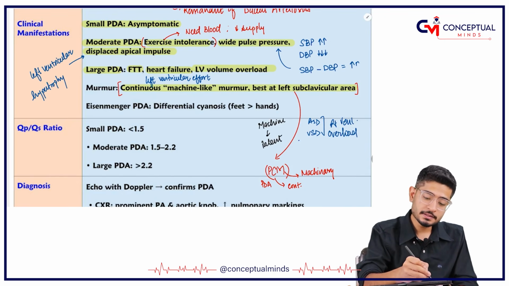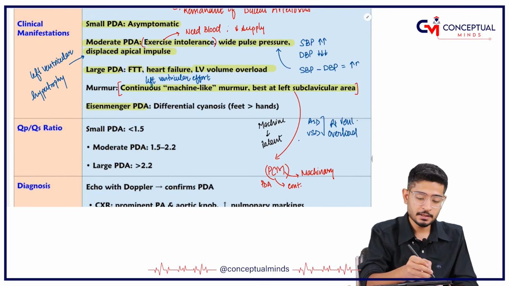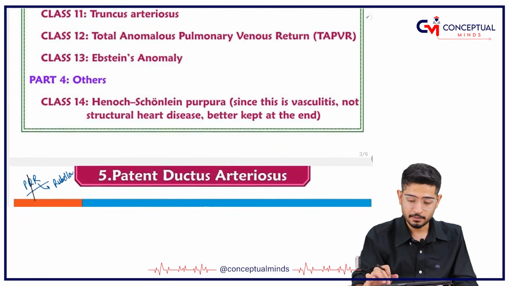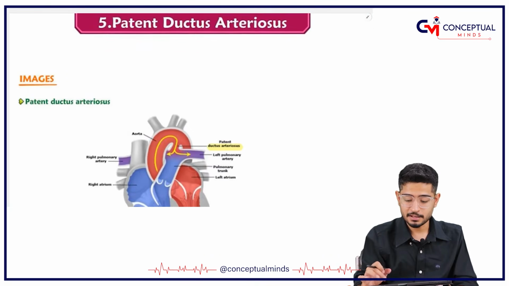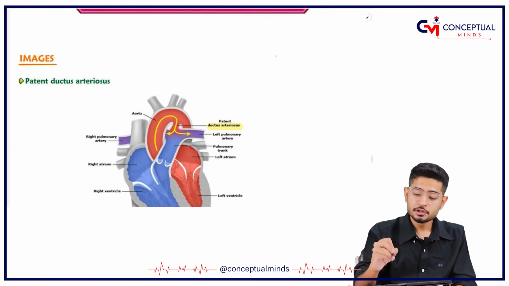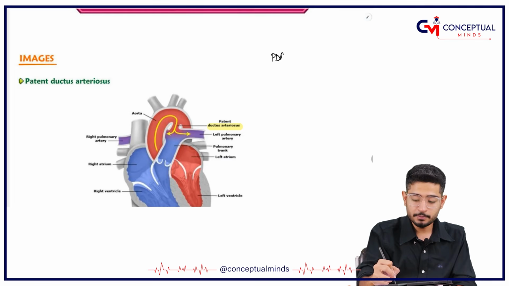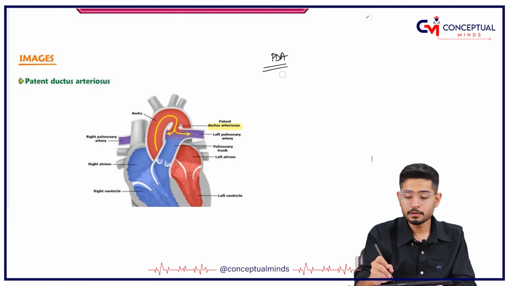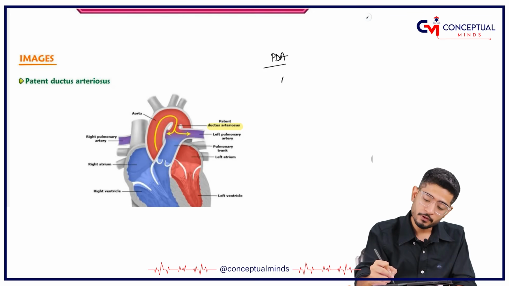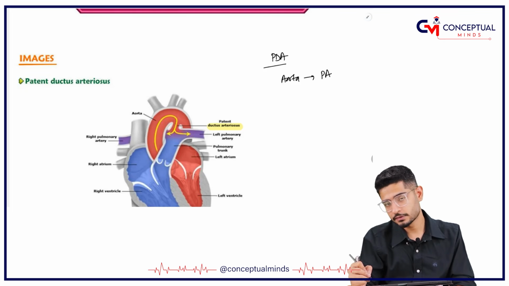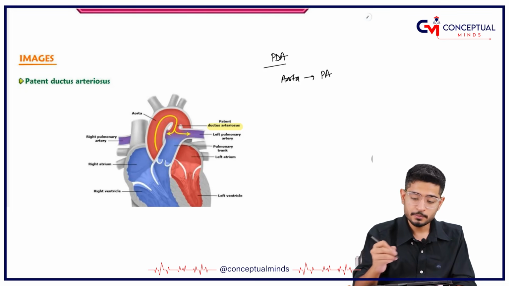That's it. What is Eisenmengerization of PDA? Now let us understand this, it is a very important concept. What do you mean by Eisenmengerization of PDA? As I have told you, in normal PDA a lot of blood is going from your aorta to your pulmonary artery.